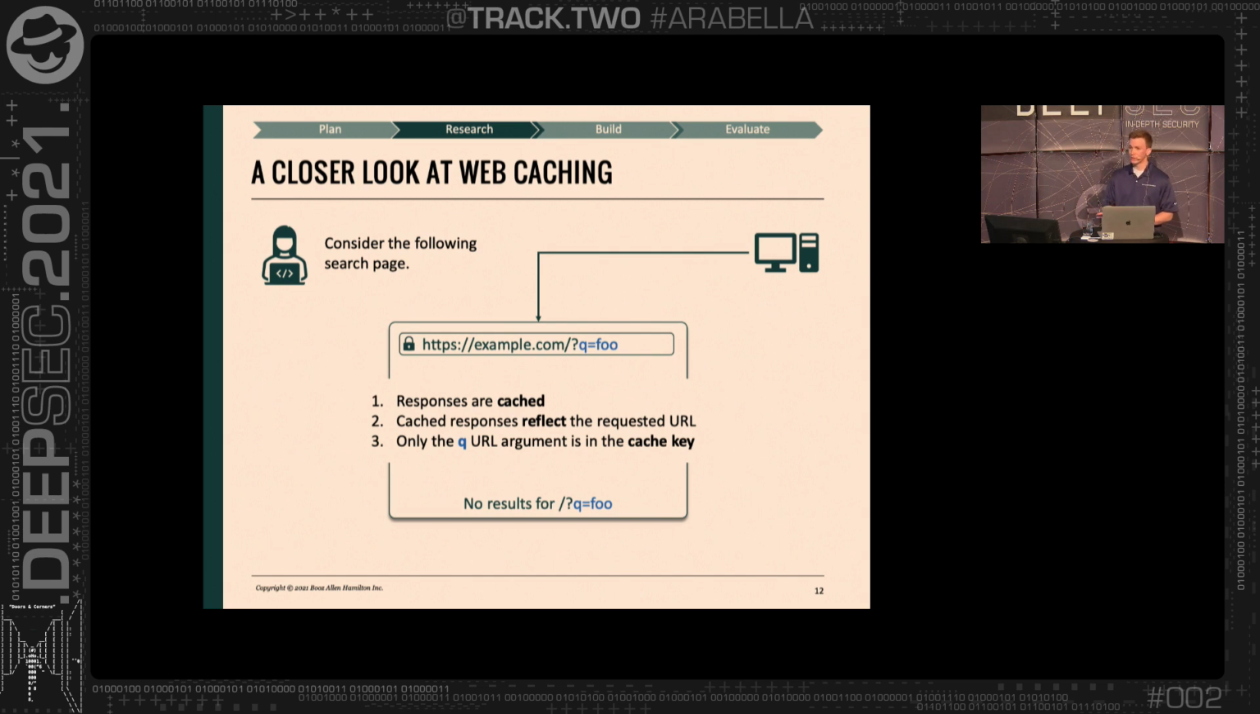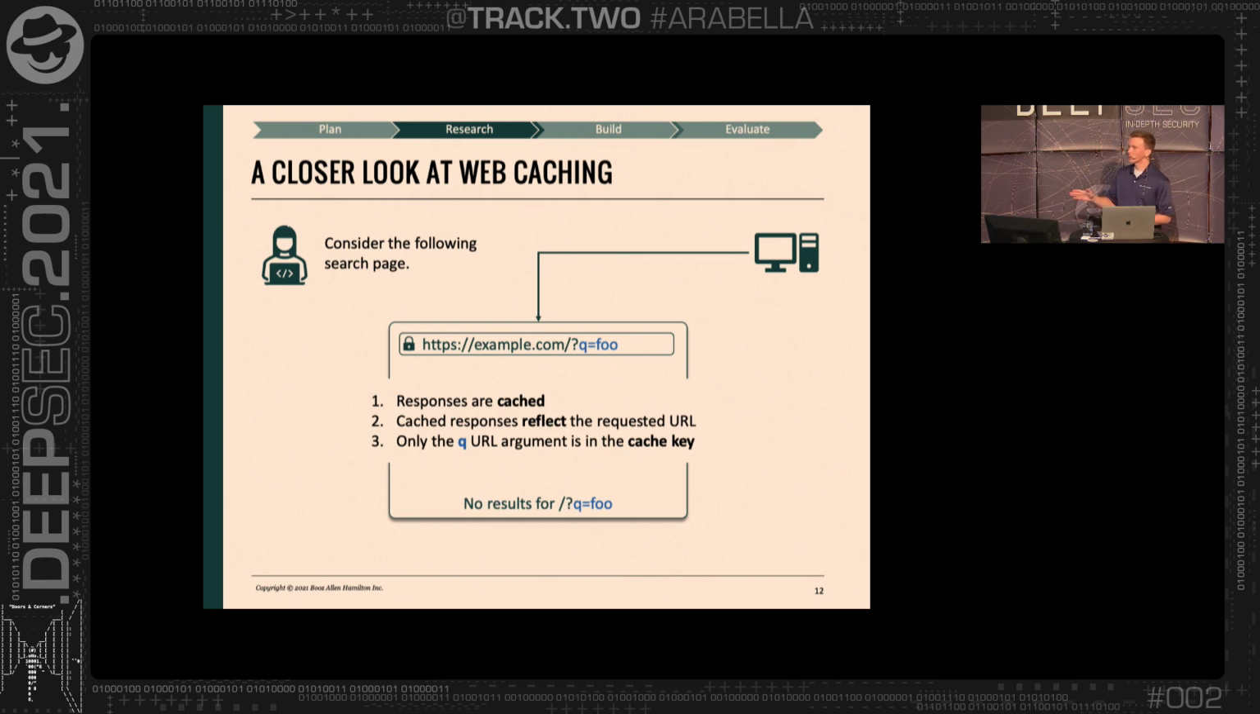Consider the following search page. This search page is a delightful little bar in the center, and when you put in a search term, it takes that search term, puts it in the URL, and makes a submission to the server. As you can see, we have example.com, and with a single URL argument, q equals foo. Now, this search page has three specific behaviors that are particularly interesting.